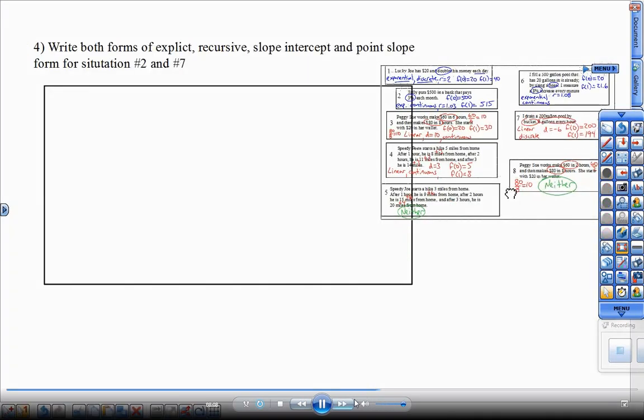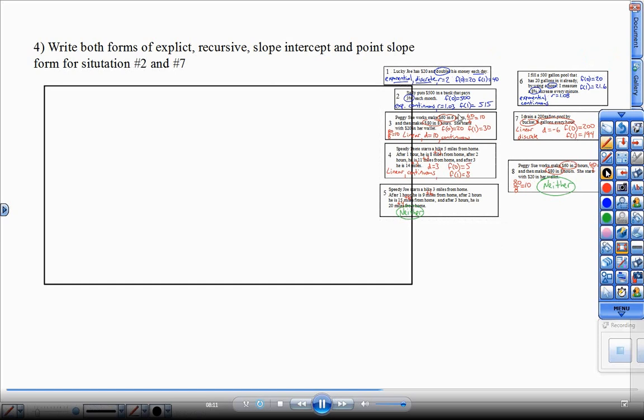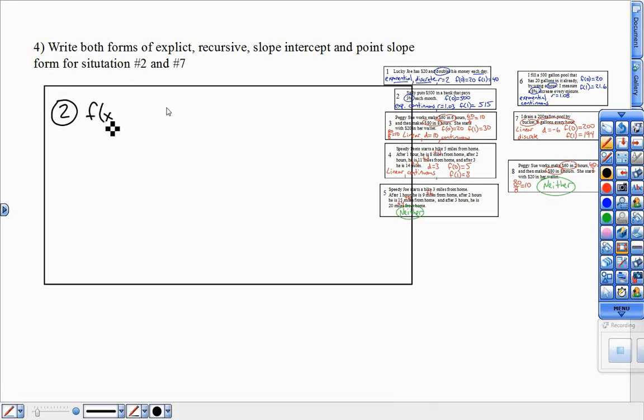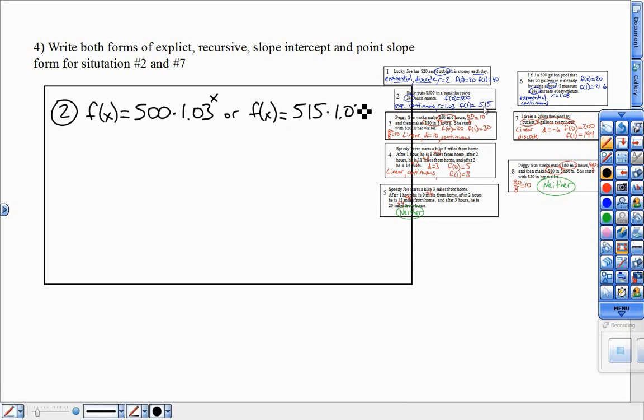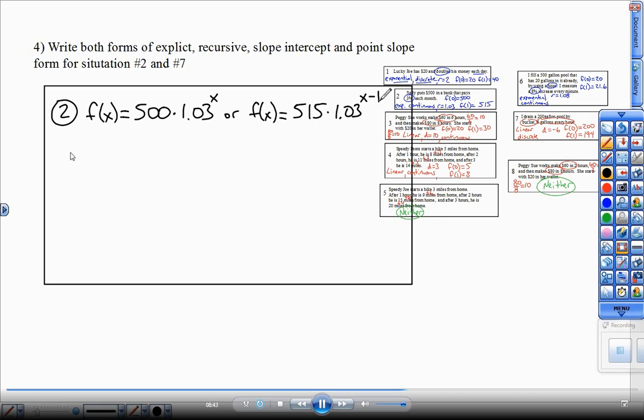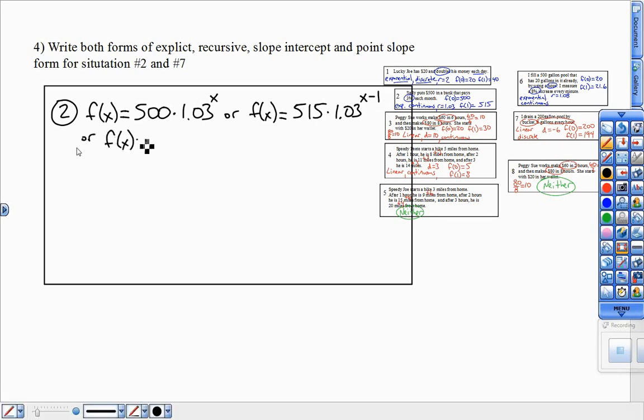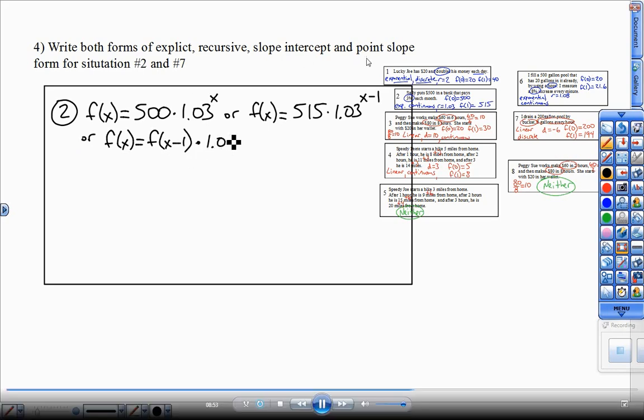So here we go. Again, I'm going to shrink this so I could look at it. Number 2 is exponential, so I will only have my 2 explicit forms and recursive, never slope-intercept form, never point slope. So my f of x equals the 0 term 500 times this r number 1.03 to the x power. Or shift over 1 to the right, 515 times 1.03 to the x minus 1 power, or the recursive f of x equals f of x minus 1 times 1.03. And again, no slope-intercept form, no point slope form for these exponential geometrics.